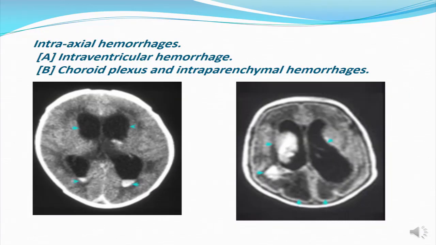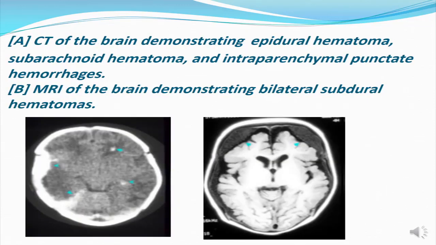This is intraaxial hemorrhage. In A there is intraventricular hemorrhage, and in B there is choroid plexus and intraparenchymal hemorrhage. And here we could also see a CT scan of the brain that demonstrates epidural hemorrhage, subarachnoid hemorrhage here, and intraparenchymal here and here. While on the other side there is an MRI of the brain which demonstrates bilateral subdural hematoma.